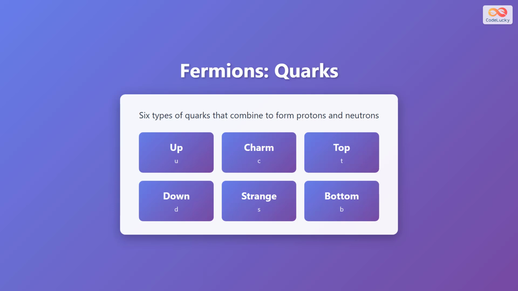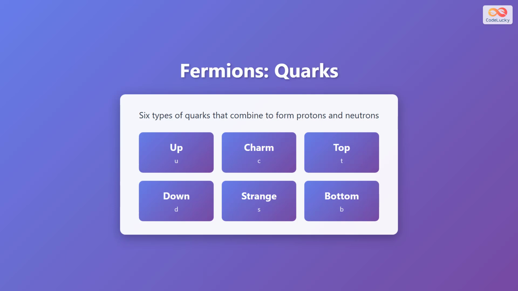Let's start with quarks, one type of fermion. There are 6 different types, or flavors, of quarks. The up quark and down quark are the lightest and most common, combining to form protons and neutrons inside atomic nuclei. The charm quark and strange quark are heavier versions, while the top quark and bottom quark are the heaviest.